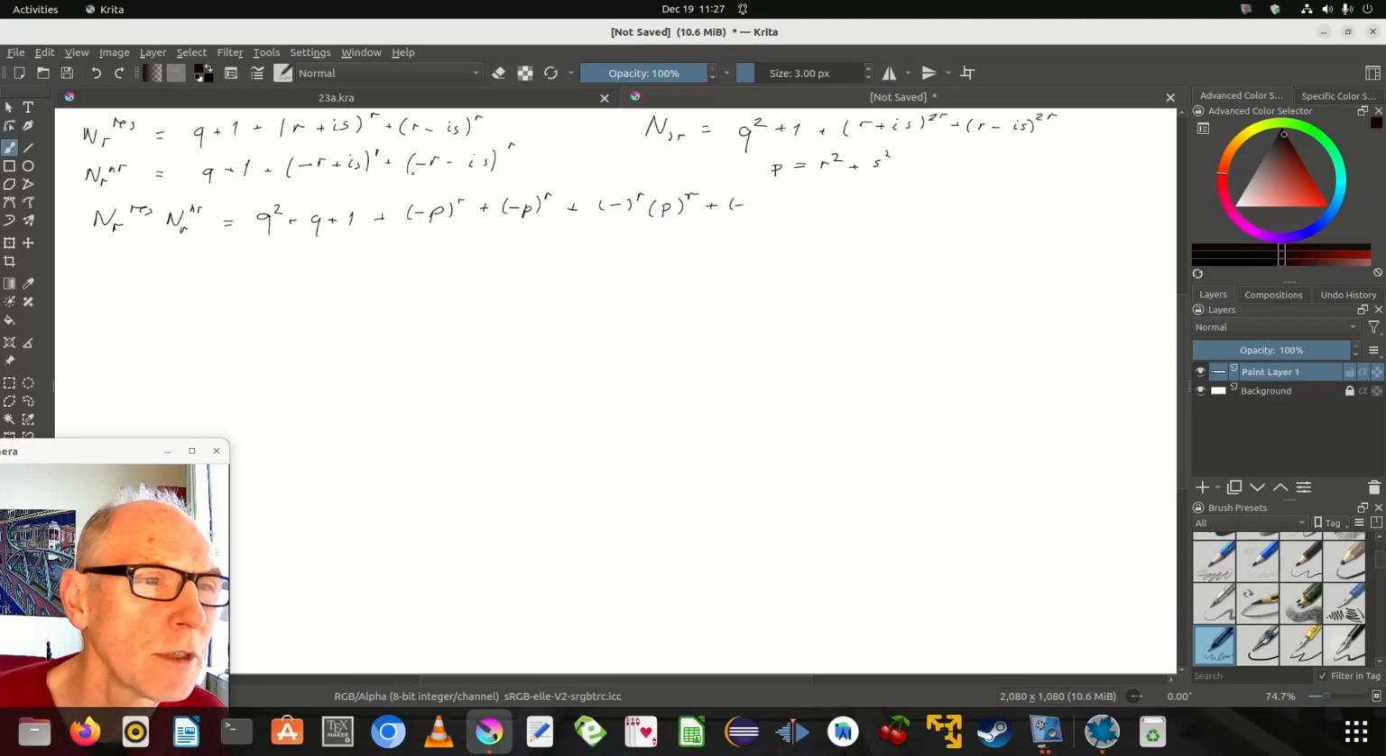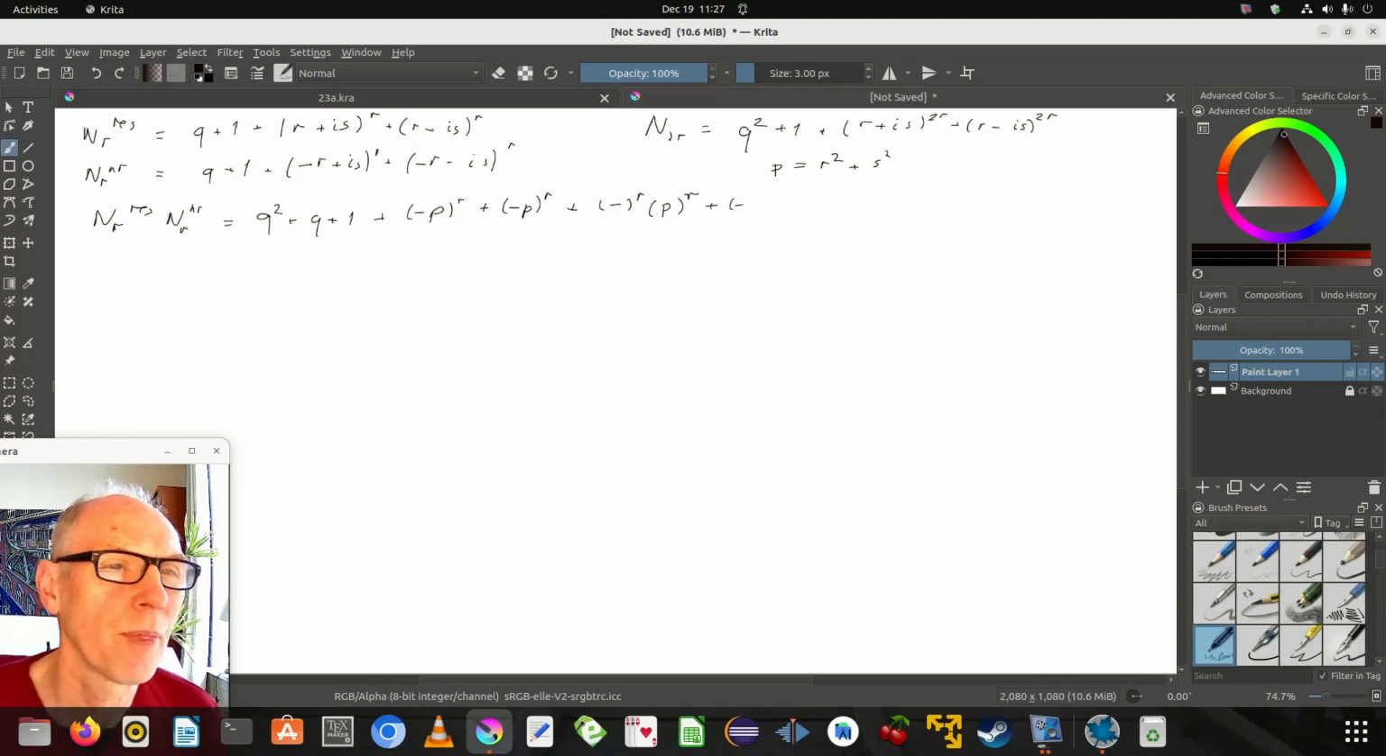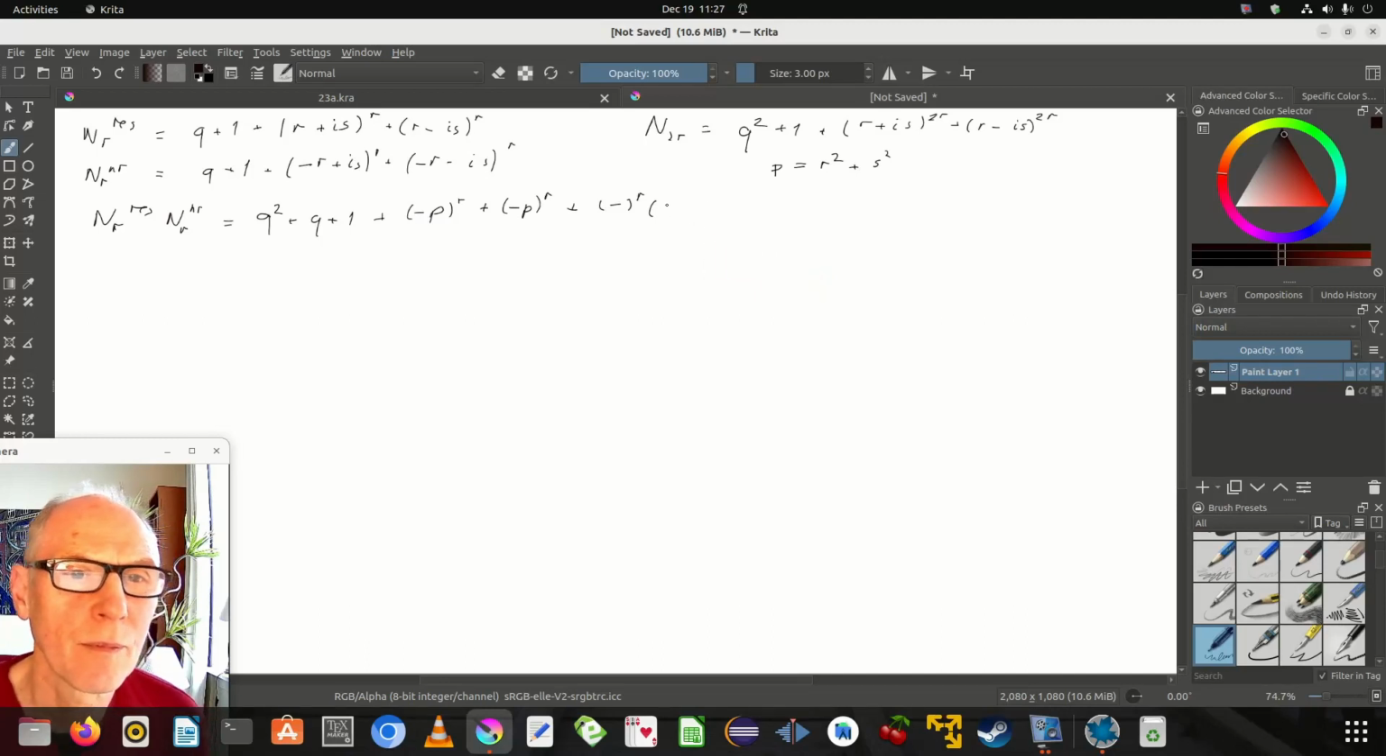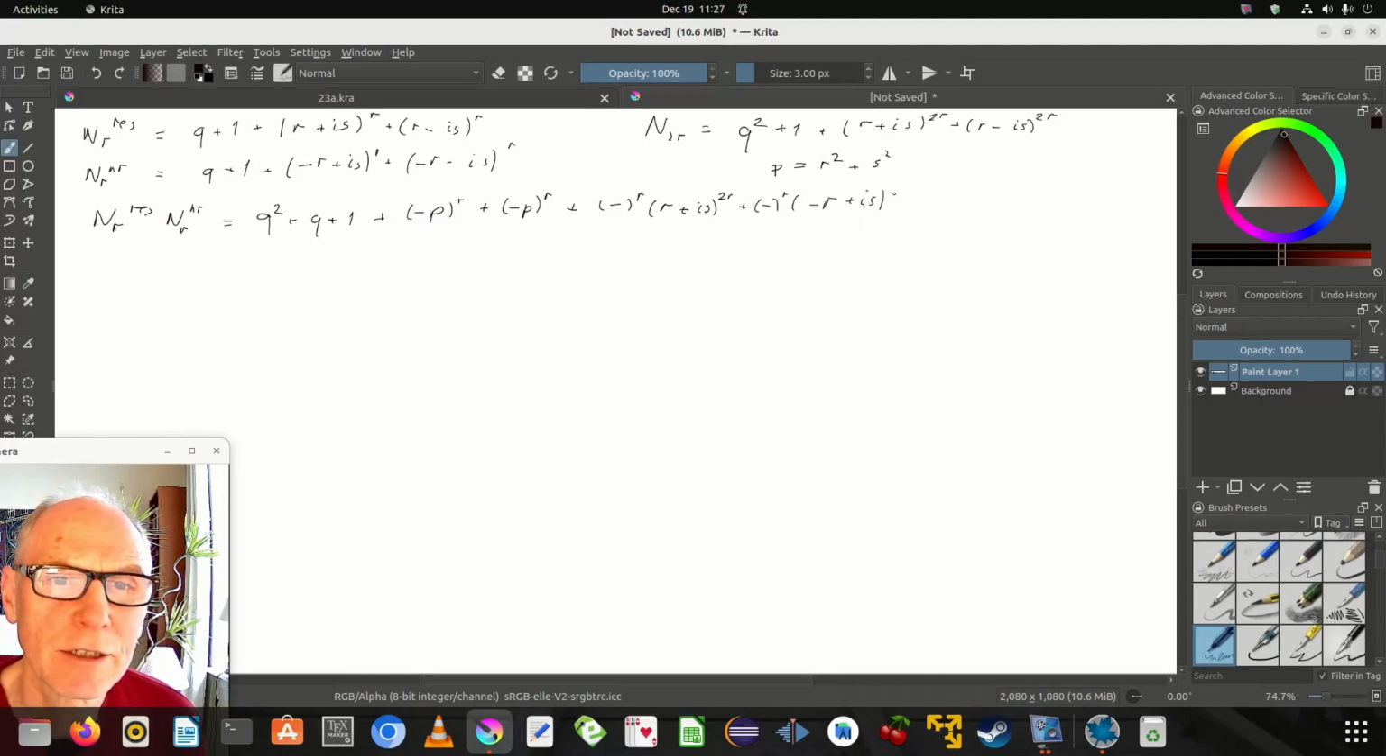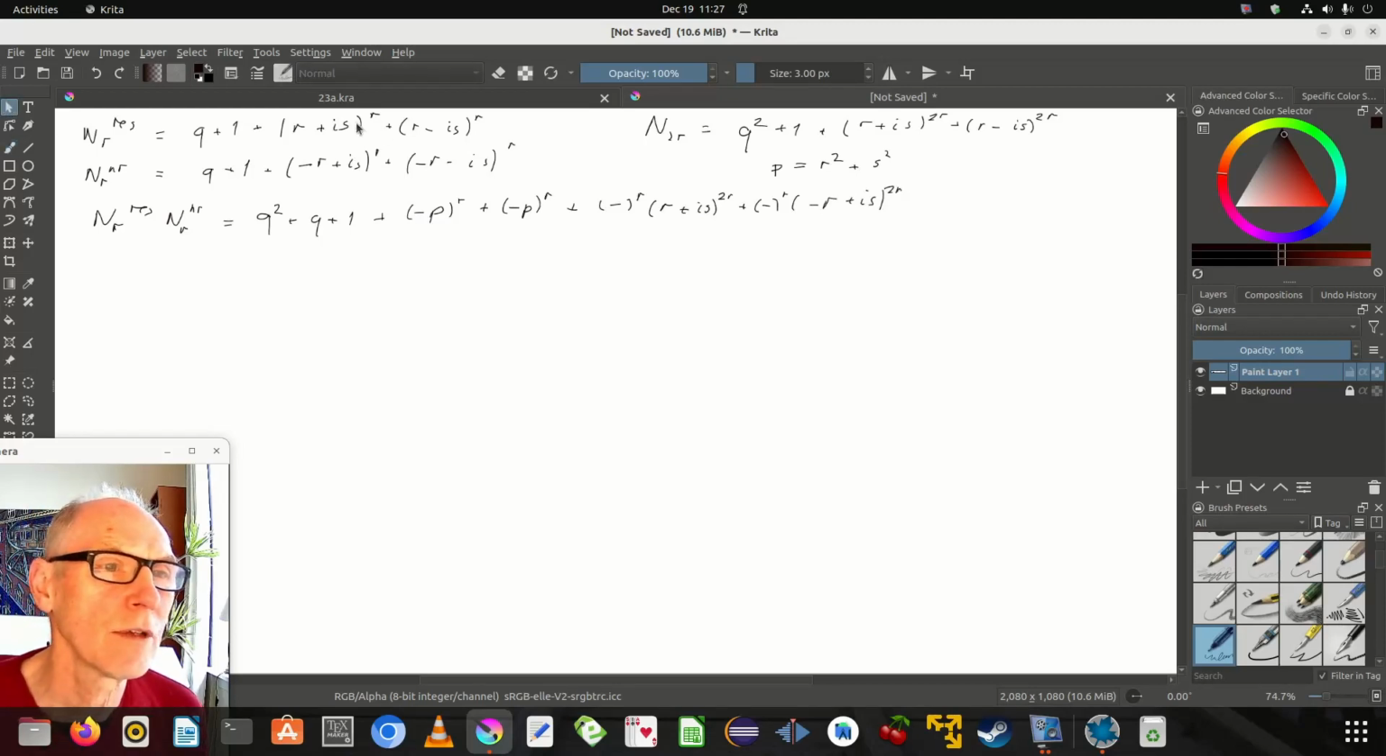And the other one, that was minus P, and this is minus to the R, and then, oh yeah, one could do that, but it's minus R plus IS to 2R. So that's those two. Then we need this one times this one. And it looks very much like this one times this one.